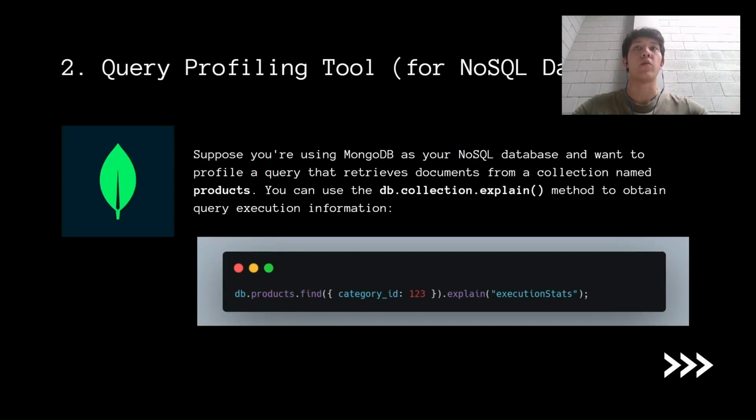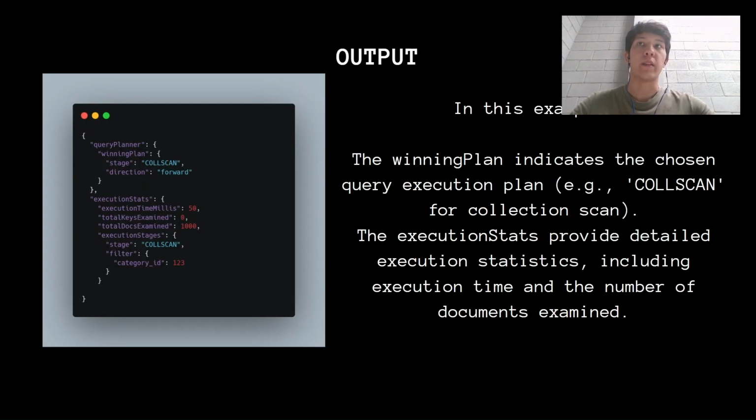The second is query tools for NoSQL databases. In this example, suppose we are using MongoDB as our NoSQL database and I want to profile a query that retrieves documents from a collection named products. We can use the db.collection.explain method to obtain query execution information. And the output will be like this.